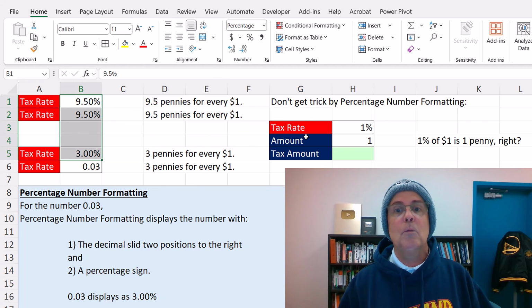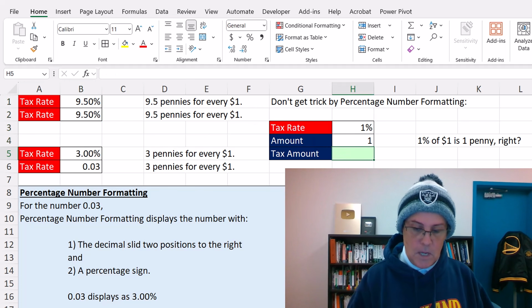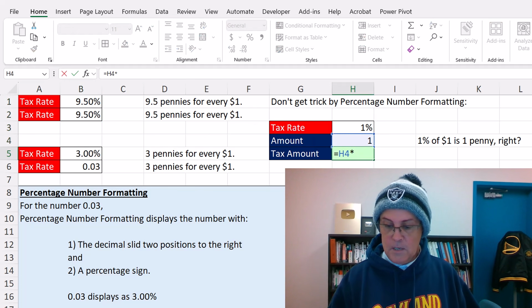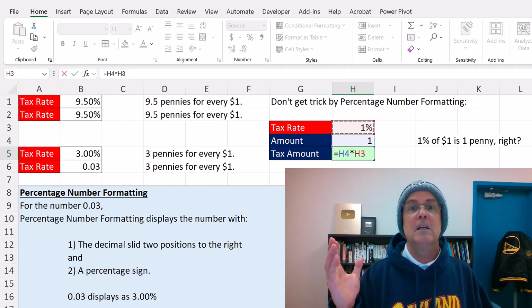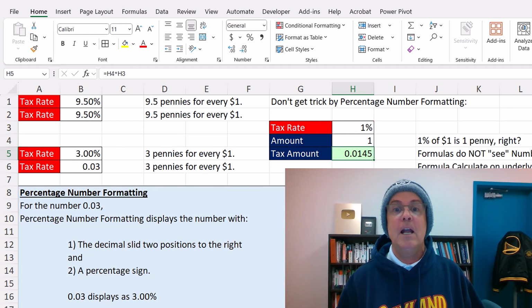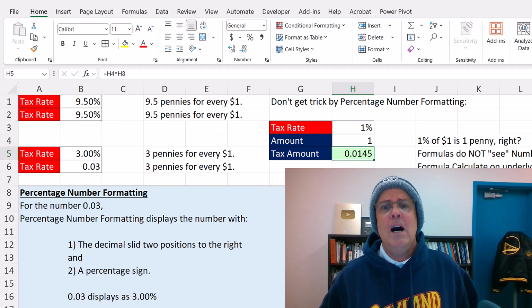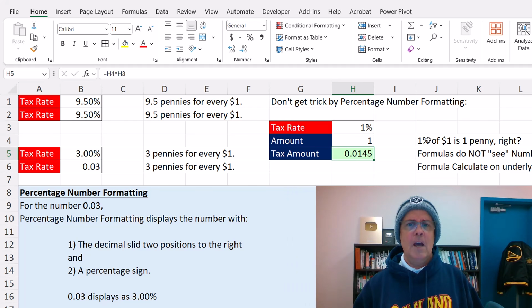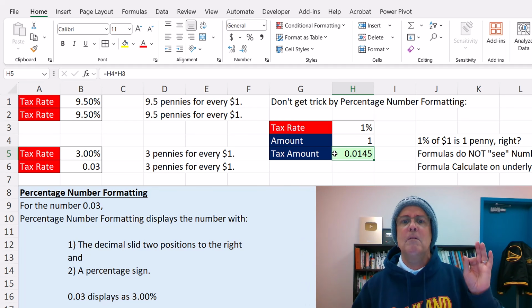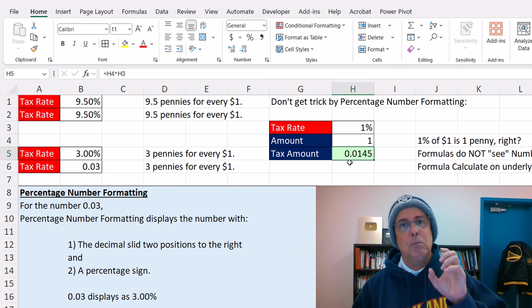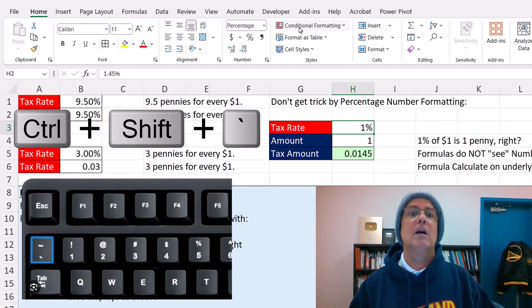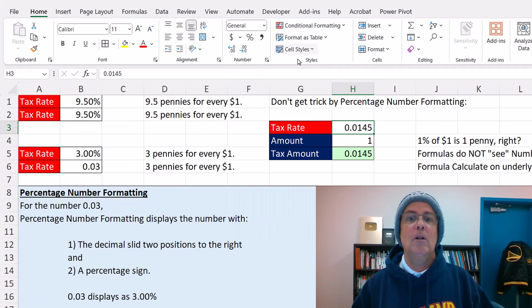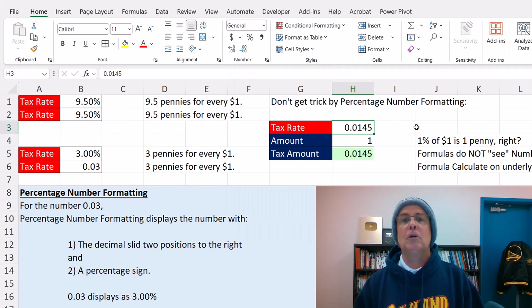Now, of course, the way people get into trouble is equals 1 times 1%. Well, that should be a penny, right? 1.45. What is going on? As we have already learned, anytime a formula gives you a result that's not expected, it's probably number formatting. I'm going to click in this cell, come up and apply general. And sure enough, someone decreased the decimal.